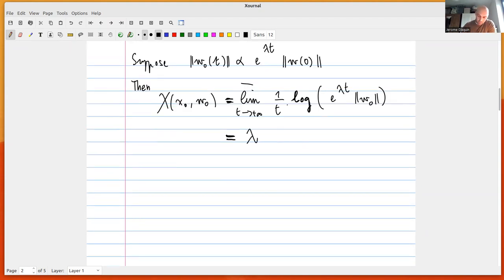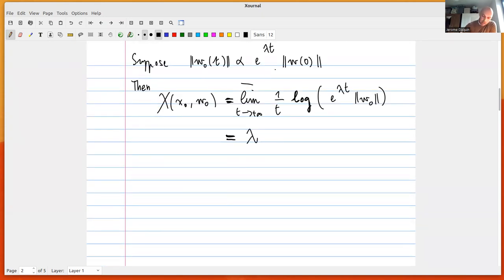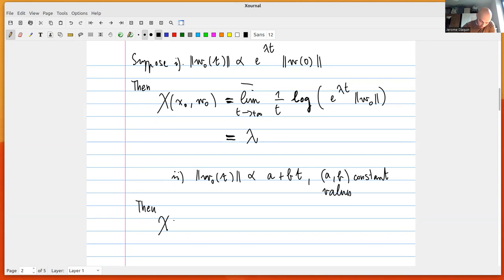Lambda, thank you. So if you have this exponential law, the Lyapunov exponent will be nothing else than the rate of this asymptotic law. Now imagine this was case I. Now suppose that for some reason the time evolution of the tangent vector scales, let's say linearly with time. So write this as a plus b t, where a and b are some constant values. Then can you tell me what will be in that case the Lyapunov exponent?